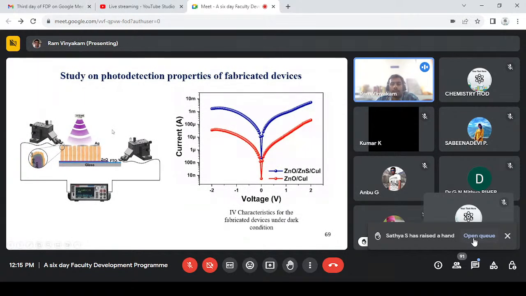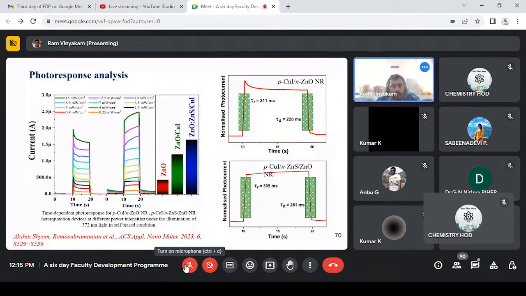Since the band gap is around 2.9 eV for copper iodide, and for ZnO it is 3.2, and I think you can also see the absorption study, it all comes here in the UV. We took a UV photodetector process. And this is the ID of the device that we have applied in our lab. And these are the photo response characteristics of our devices.